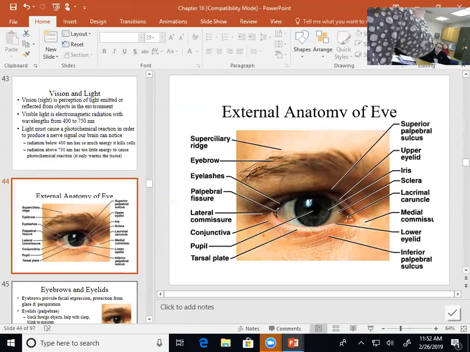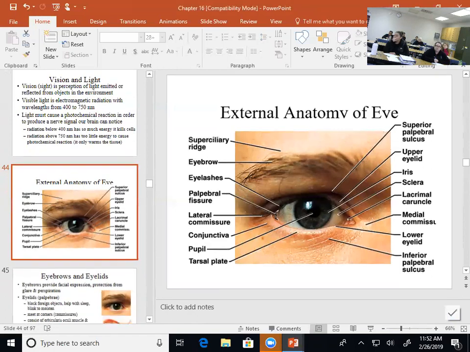Has anybody ever had an eye injury? Really painful, right? If you've had something in there, you've heard of people scratching the cornea and being in such excruciating pain. But anyway, we know they keep things out of your eye.